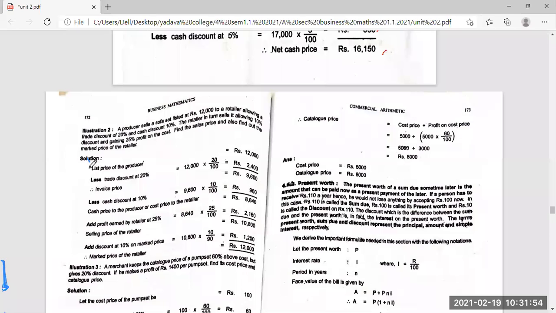A producer sells a sofa set listed at 12,000 to a retailer, showing a trade discount of 20% and a cash discount of 10%. The retailer in turn sells it, allowing a 10% discount and gaining 20% profit on cost. So first the list price of the producer is 12,000.